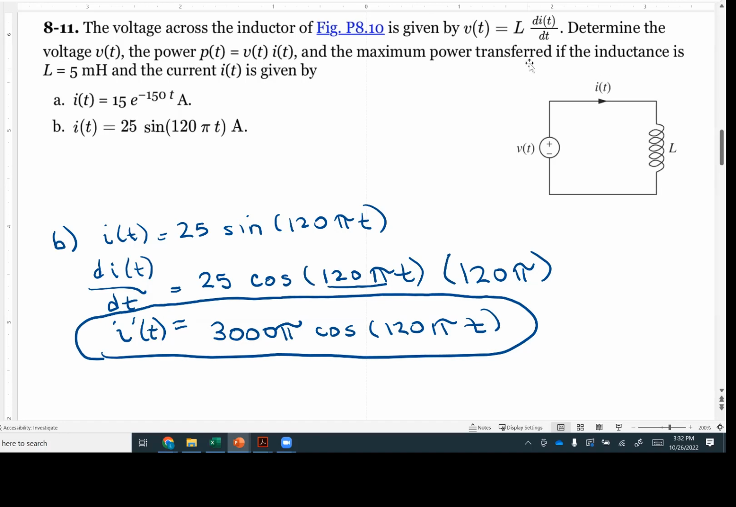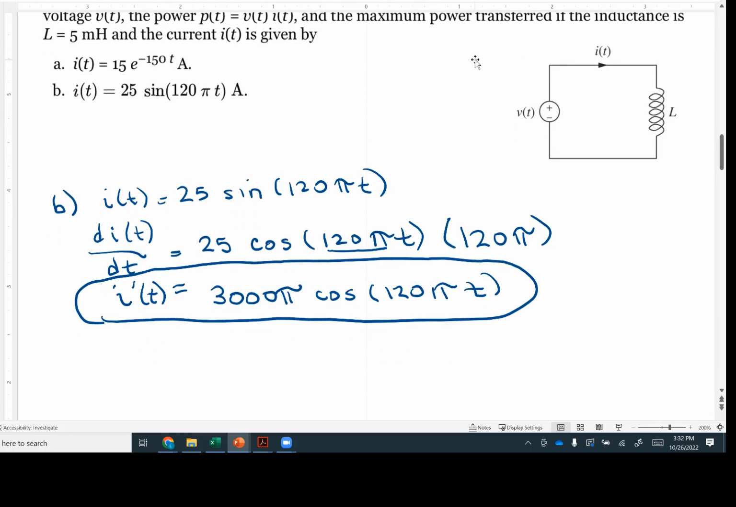And then the next thing we want to do is find V of t. So V of t is equal to 5 times 10 to the minus 3 times the derivative of I of t. So we're actually just dividing that by 1,000. But that's not too bad.